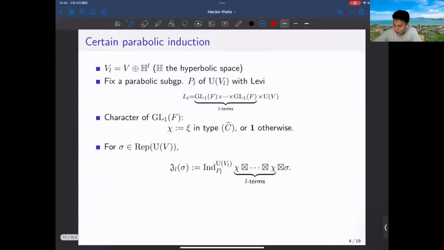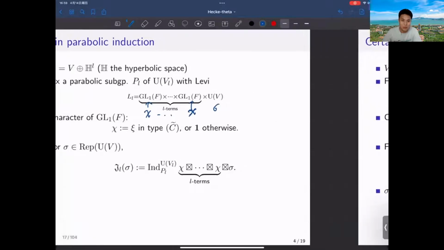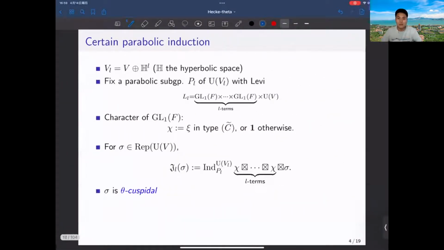So suppose you fix a sigma, which is a representation of UV, then basically we put sigma here and put the chi's at these places. Okay, so then we do the induction. So we call it JL sigma. Okay, so we will introduce a notion. Actually, I have no good way to define the notion, so I just randomly pick a name. I call it theta cuspidal.